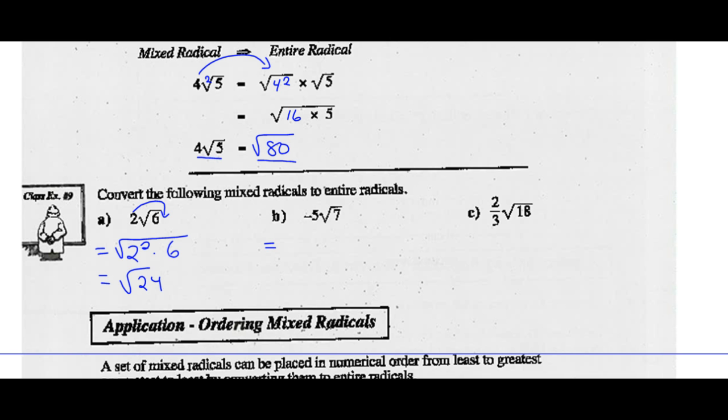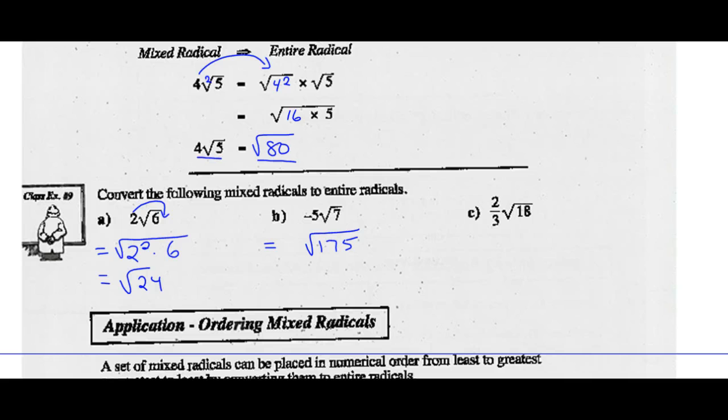You guys try B. All right, if you took the 5 inside and squared it, negative 5 squared is 25 times 7 is 175. And you guys said that was a negative. But you're squaring a negative, so that should be a positive. Is that what you guys answered? Radical 175?